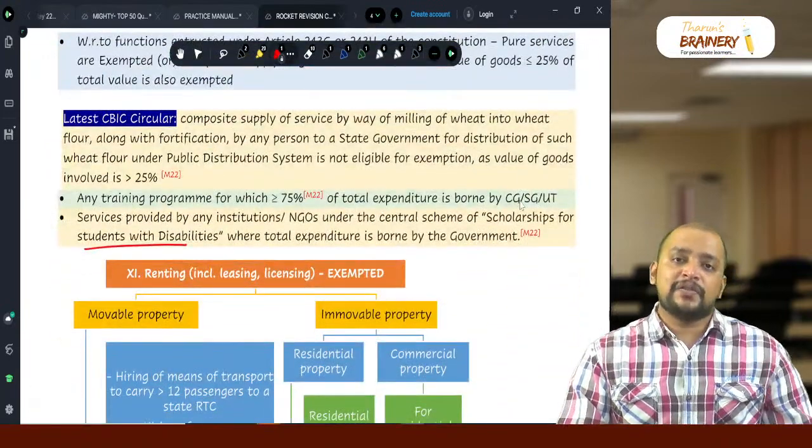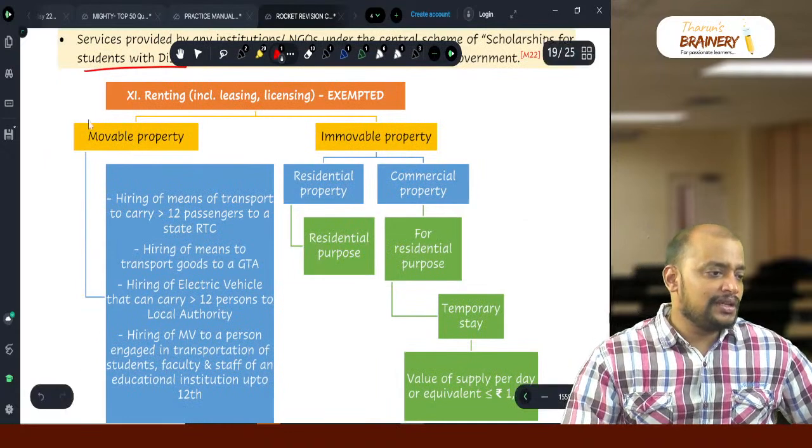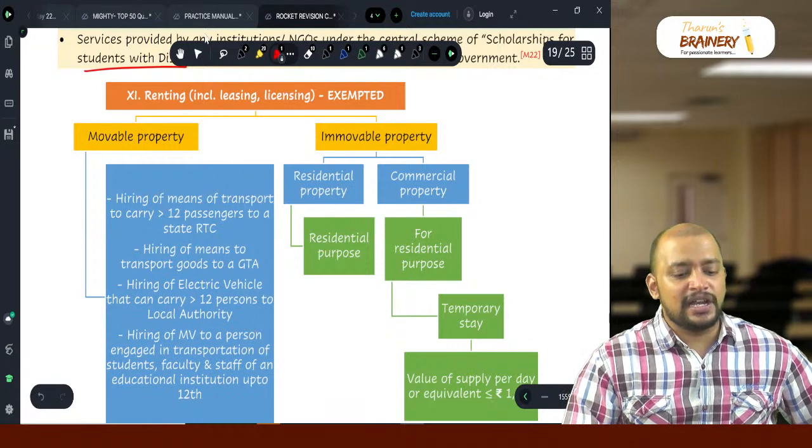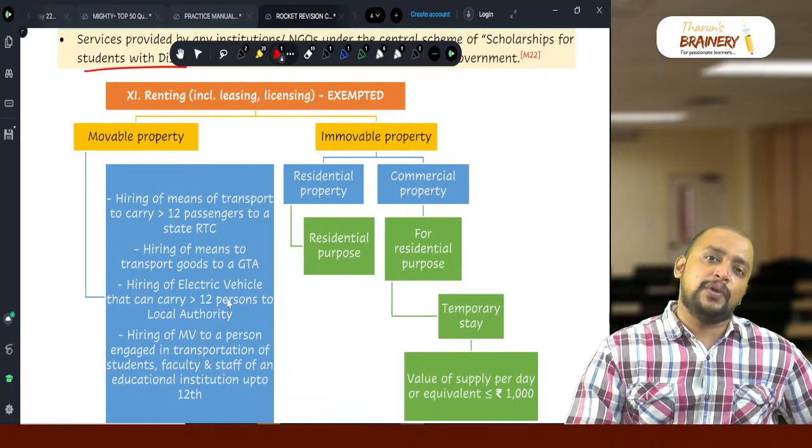Okay. Service provided to government and service provided by government. Now there is one question here. Sir, in relation to healthcare service, renting of premises for canteen and pharmacy, whether it is taxable? We don't have any exemption related to that, therefore it will be taxable.